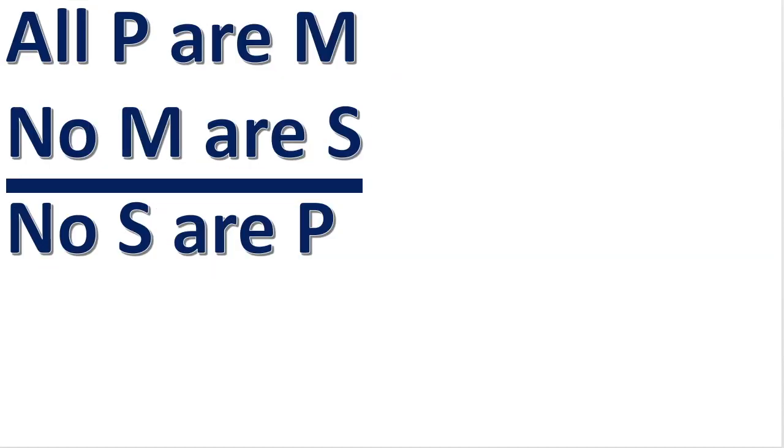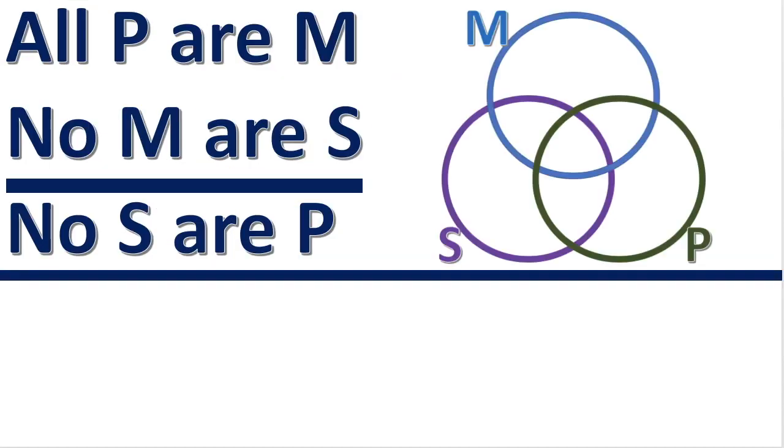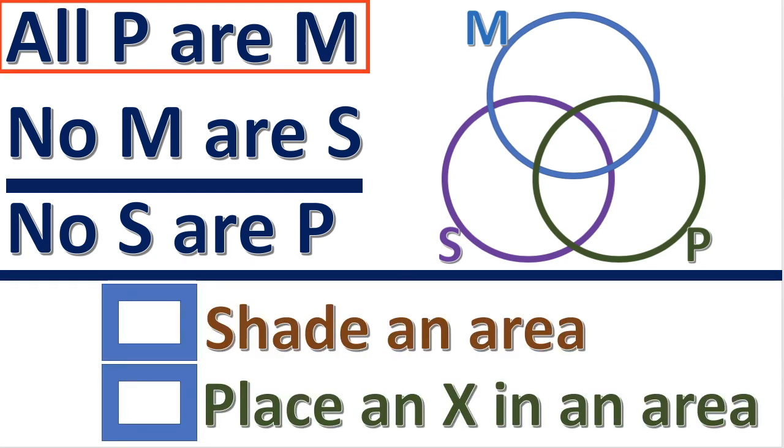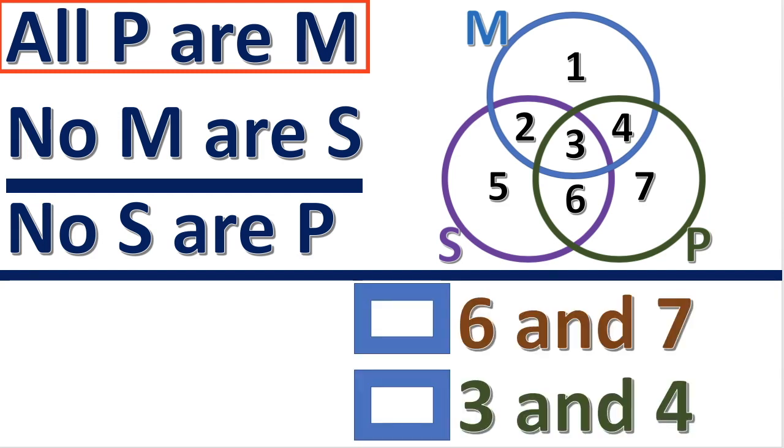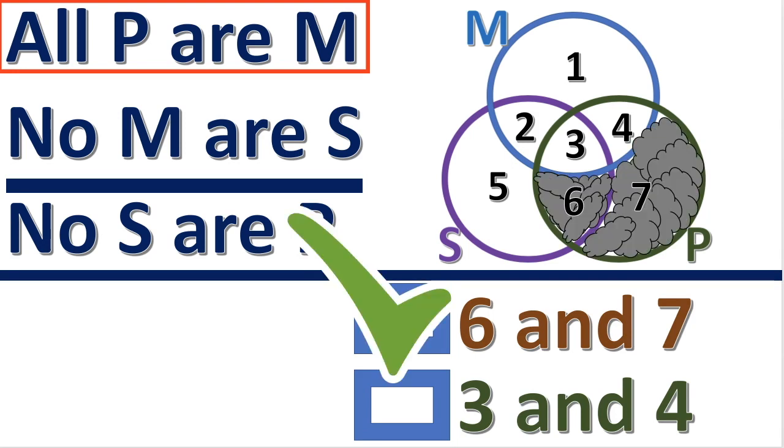Now for this syllogism, what do you do to diagram the first premise? Press pause if you need to. The answer will appear in 3, 2, 1. Ding! You must shade an area. Now what area must be shaded? The answer will appear in 3, 2, 1. Ding! These areas are to be shaded.